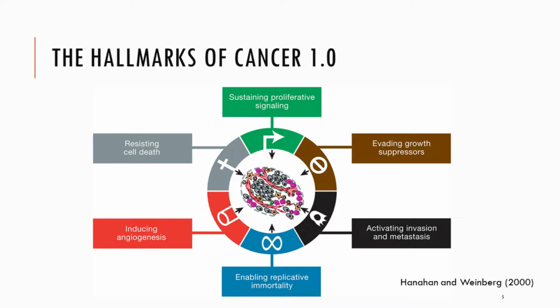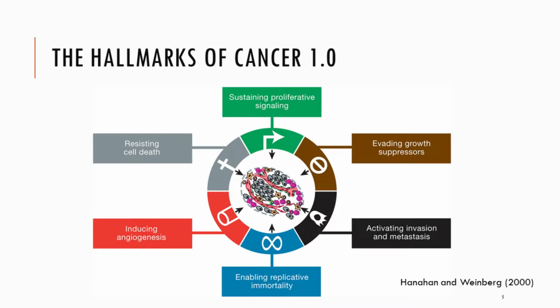Let's start from the bottom. We have enabling replicative immortality. Then we have inducing angiogenesis, resisting cell death, sustaining proliferative signaling, evading growth suppressors, and activating invasion and metastasis. This slide also has reference to some of the terms that we discussed earlier.